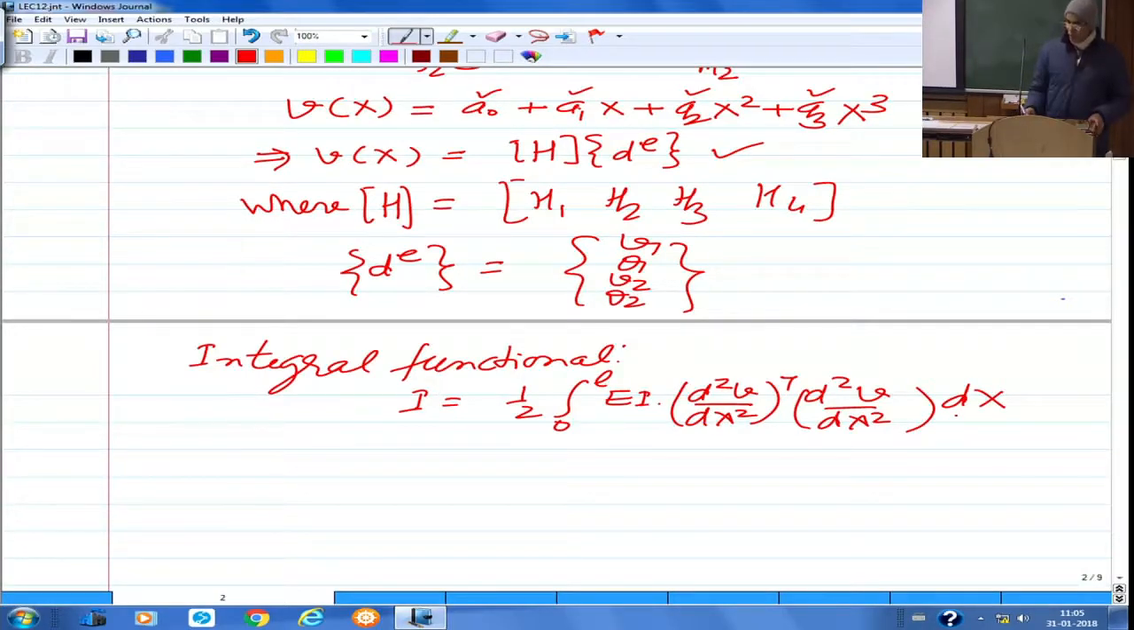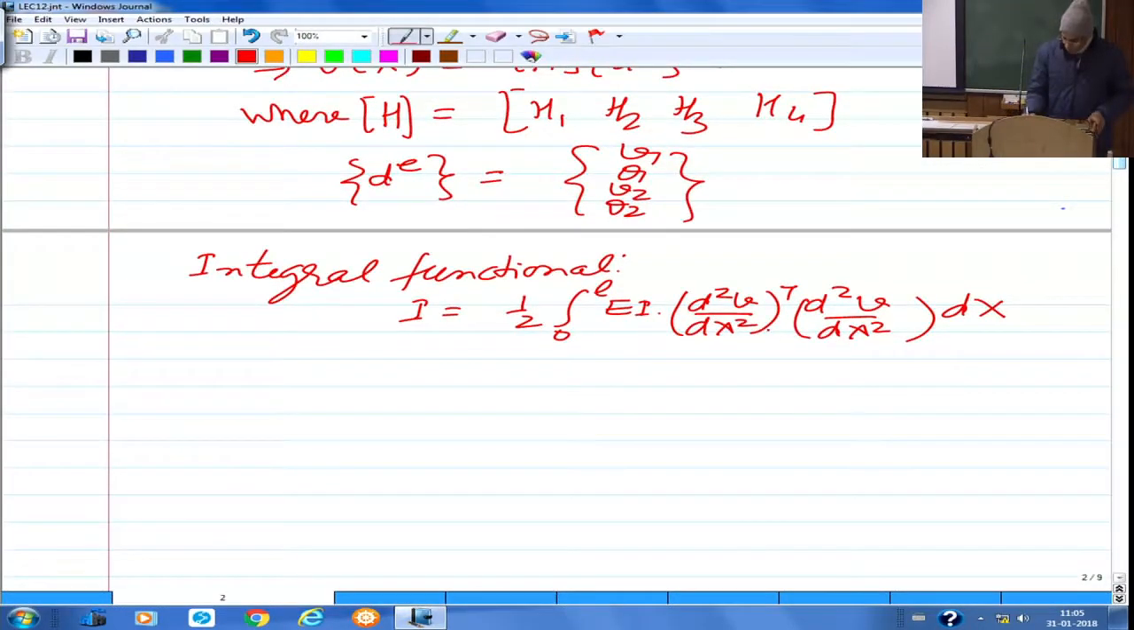So this is the first term, which is the strain energy part of the integral functional. Only thing is this term we have written as d2v by dx square transpose, one and the same thing basically, d2v by dx square.